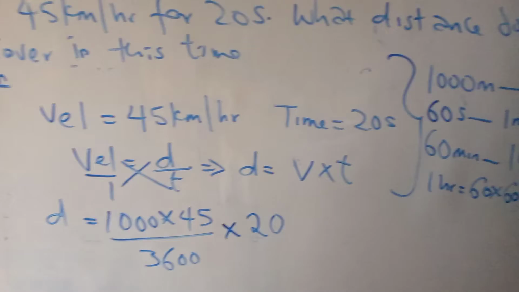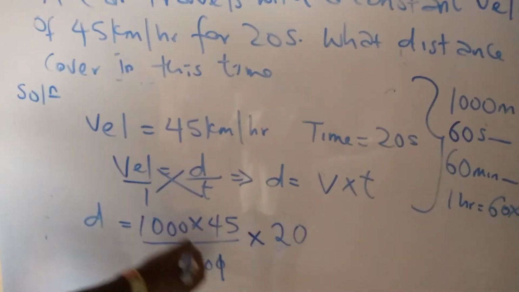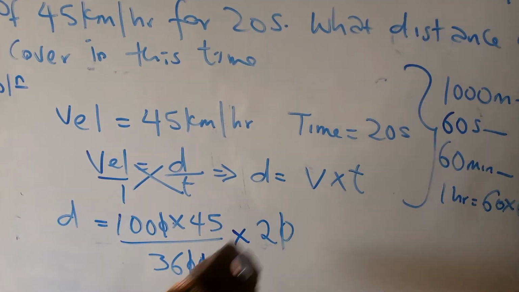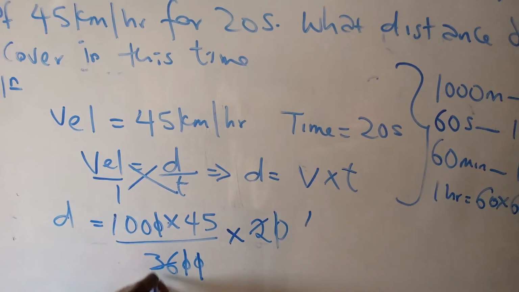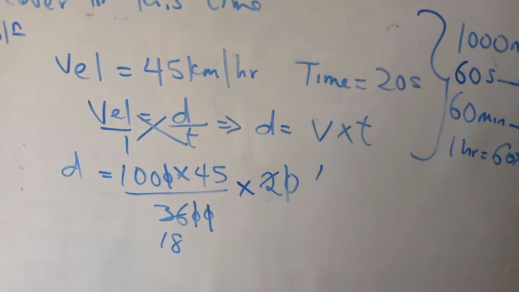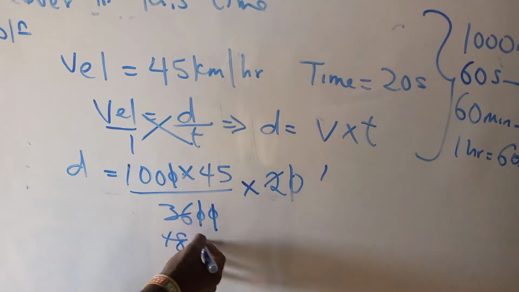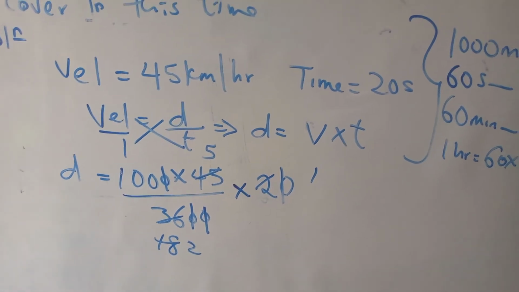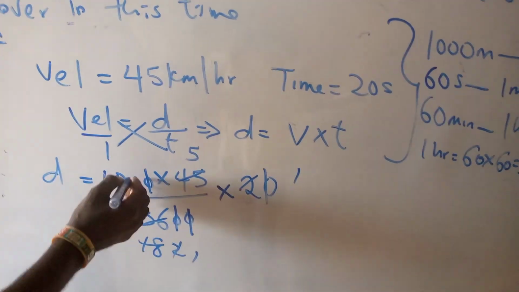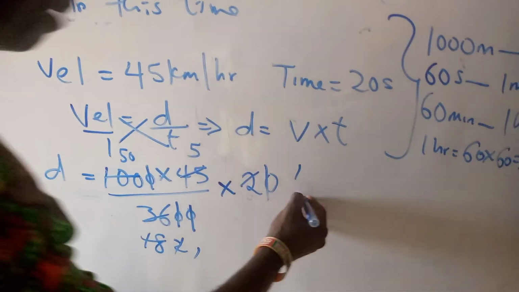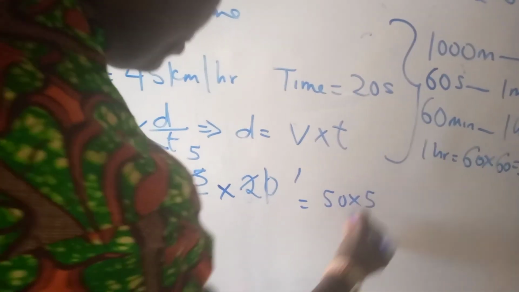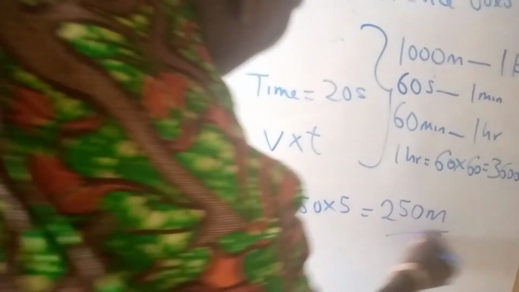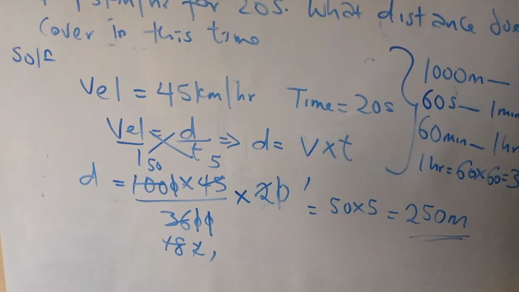Beautiful. Now, when I do this mathematically, what does it give? This 0 goes, this 0 goes. There's a 2 here, 1. There's a 2 here, 18. There's a 9 here, 2. There's a 9 here, 5. And there's a 2 here, 1. And there's a 2 here, 50. Which means I am left with 50 times 5. 50 times 5 gives 250. Don't forget, meters. Because that is what we are asked to calculate.